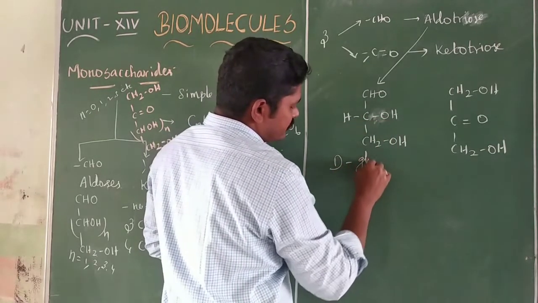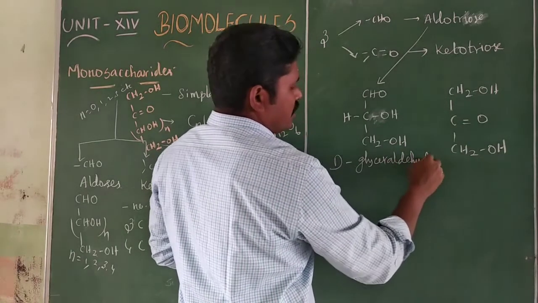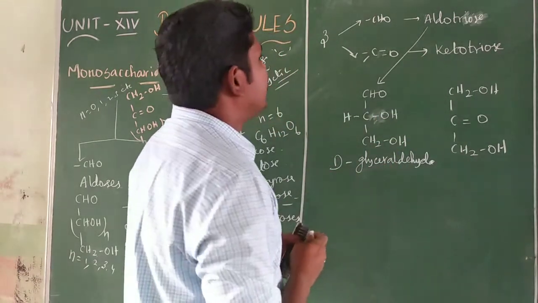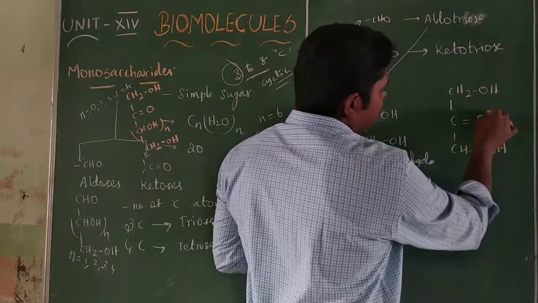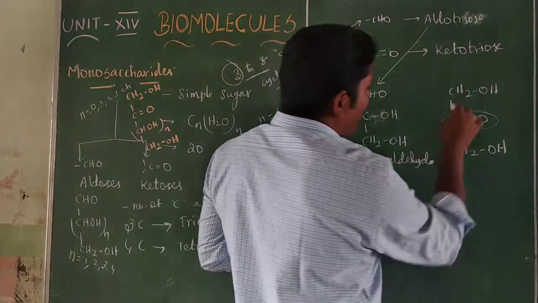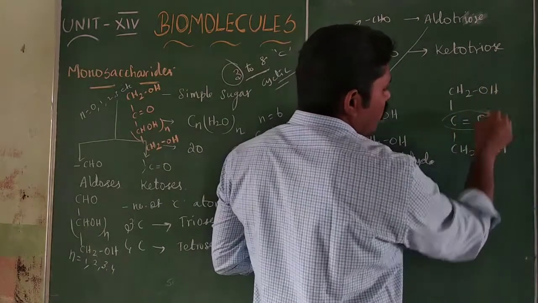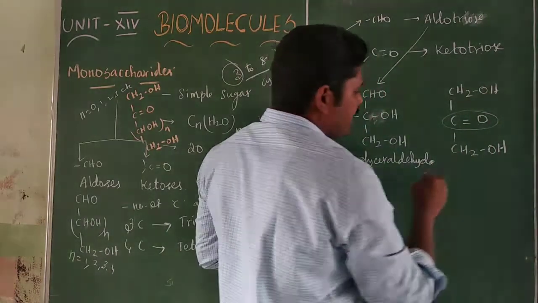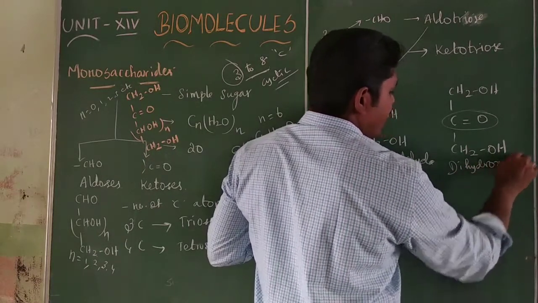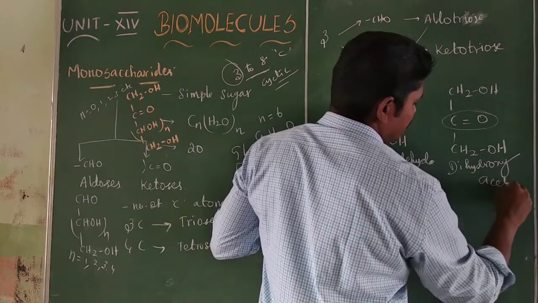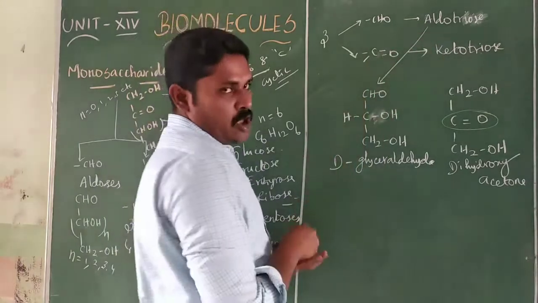So the aldotriose example is D-glyceraldehyde. D-glyceraldehyde is an aldotriose. For a ketotriose, the functional group is a ketone. How many carbons? 1, 2, 3. So the ketotriose is dihydroxyacetone. Dihydroxyacetone is a ketotriose.